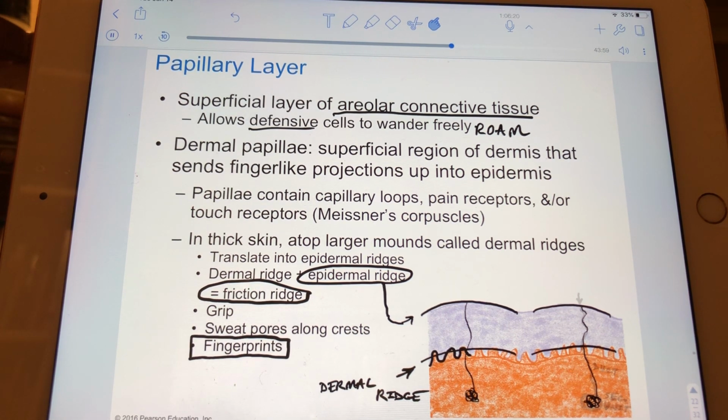Now, notice that included in the illustration is a tube and a little ball shape. Maybe you see automatically a duct and a secretory unit. In other words, these are sweat glands. They're specific sweat glands, but we're not quite ready to explore that yet.